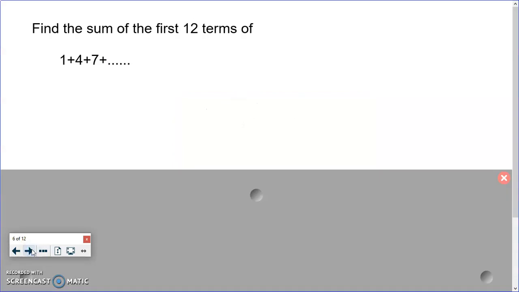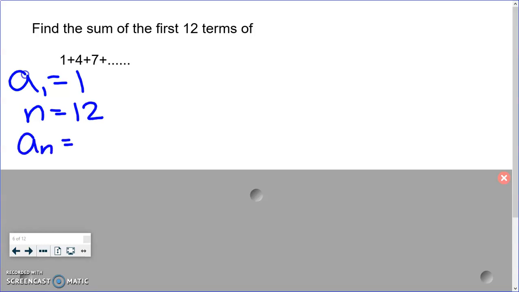The first example says find the sum of the first 12 terms, and it gives you 1, 4, 7, and it doesn't give us the rest. So just like we did in our previous lesson, let's define our variables. A sub 1, or our first term, is 1. And it tells us we're adding up the first 12 terms, so n is 12. The A sub n, we don't know the last number in the sequence, but we don't necessarily need that. And the difference is 3.